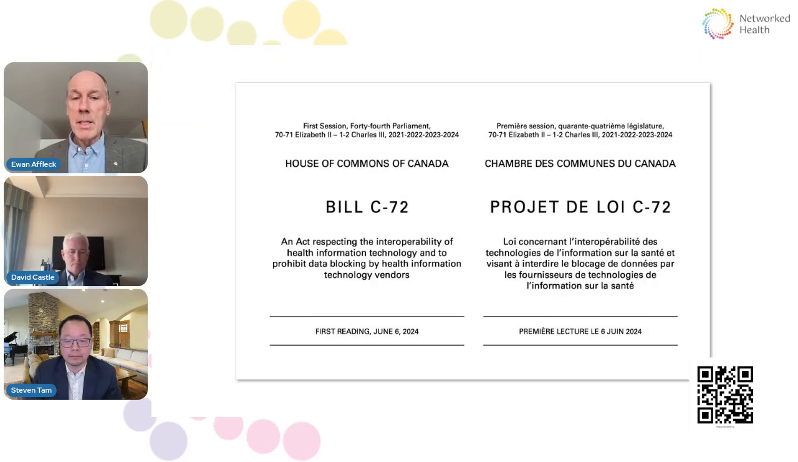So just a little bit about Bill C-72 to set the context today. This is a bill that unfortunately died on the floor, because Parliament was prorogued for the last election. But it was introduced, and the first reading was on June 6th, 2024. And it's a very short document. The actual body of it is 5 pages long. The intent was to introduce the legislation. It's largely unblocking legislation to ensure that data flows between different technology platforms that hold health information. That really was the focus of it.